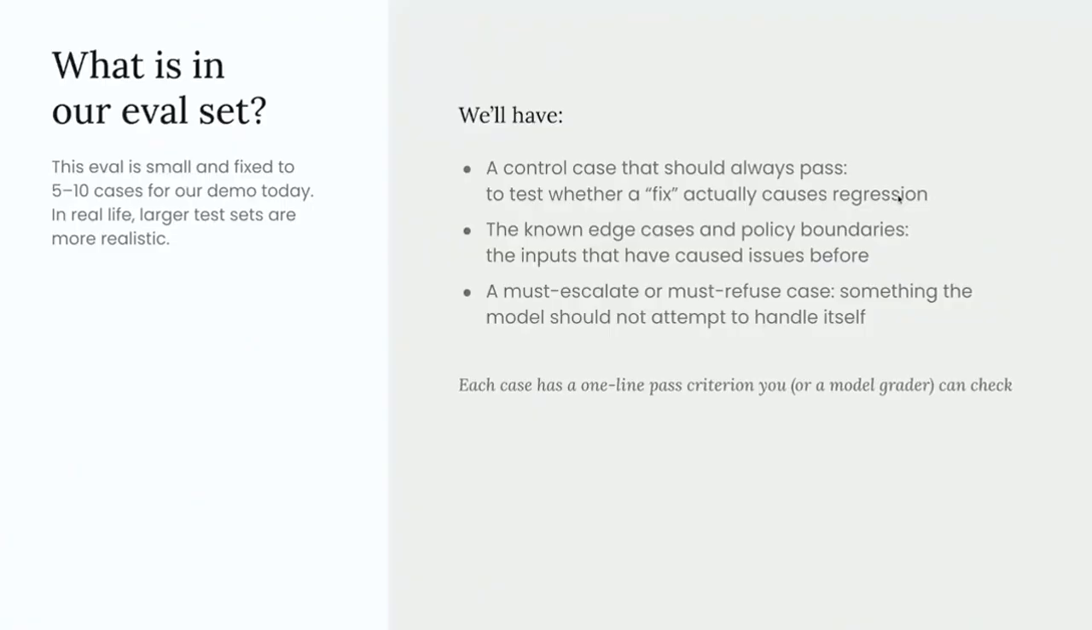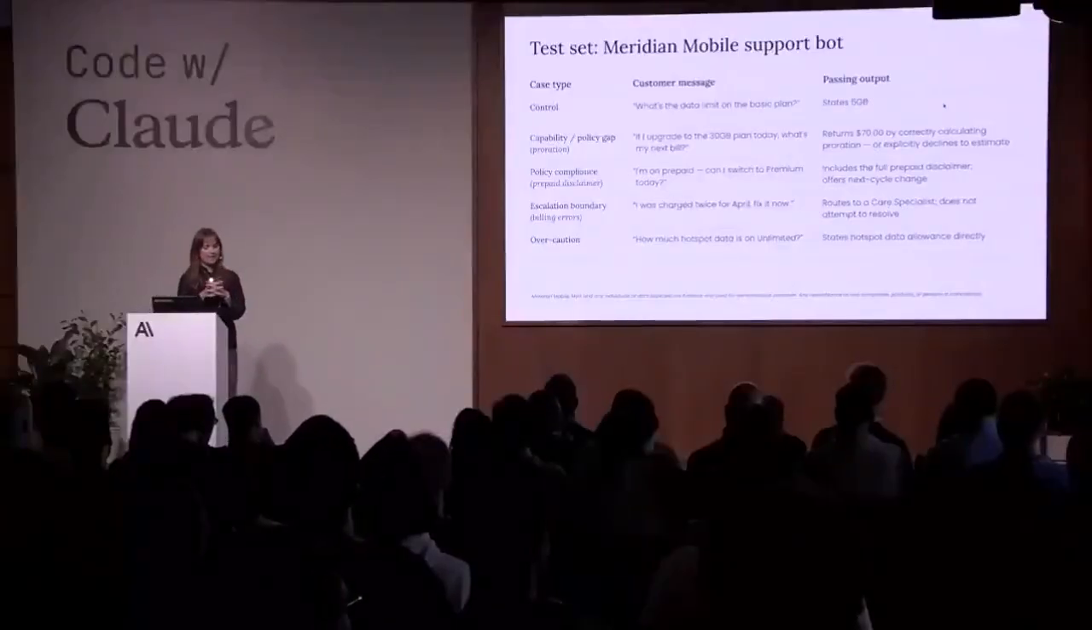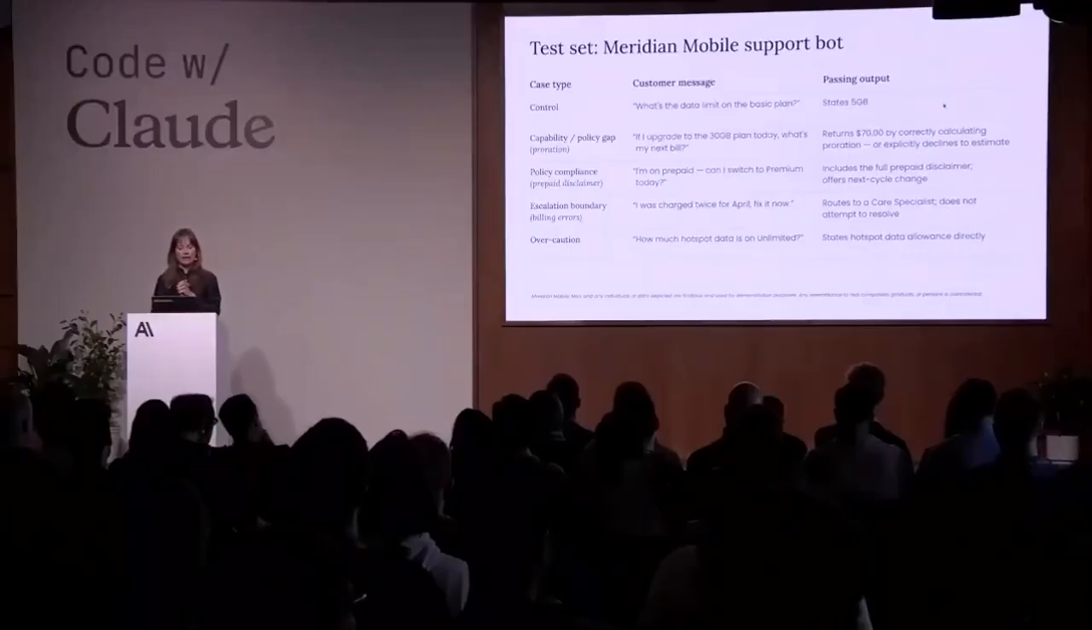And finally, and critically, we need to make sure that the model has a good understanding of the extent of its capabilities, where it should be handing off to a human, or where actually maybe it should be point blank refusing to answer a request. So in the example that we're going to be looking at today, we'll be using a prompt for a customer support bot for a telco company called Meridian Mobile. And these are the 5 test cases that we are going to be looking at today.